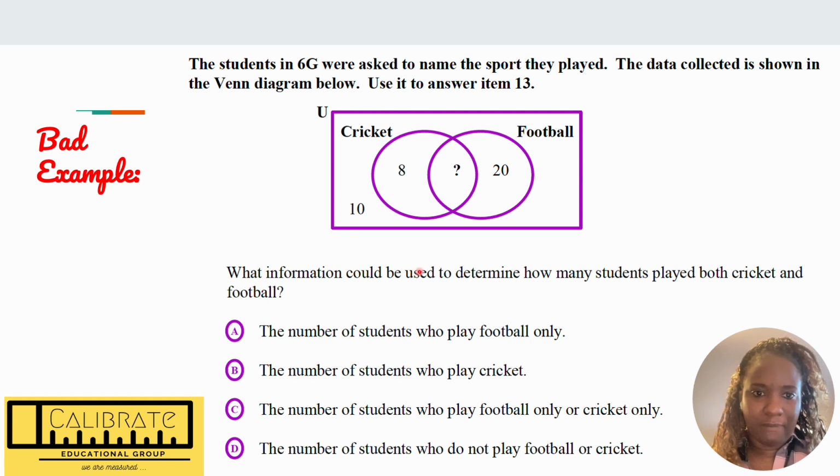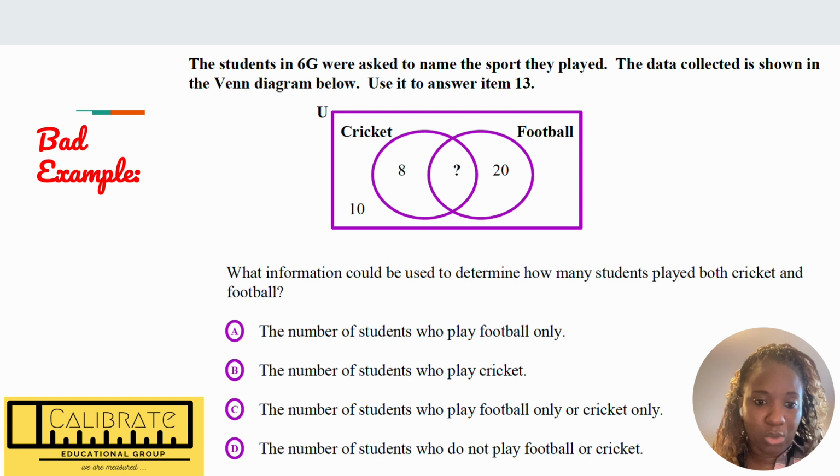As you can see, this one involves a Venn diagram. It says the students in 6G were asked to name the sport they played. The data collected is shown in the Venn diagram below. Use it to answer item 13. It says, what information could be used to determine how many students played both football and cricket? And here you see we have a number of repetitions.